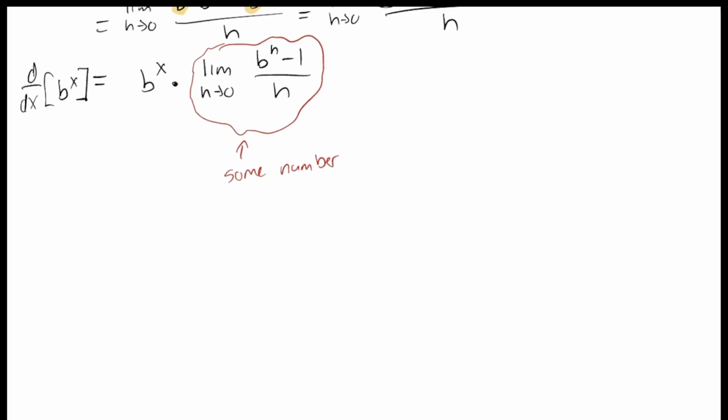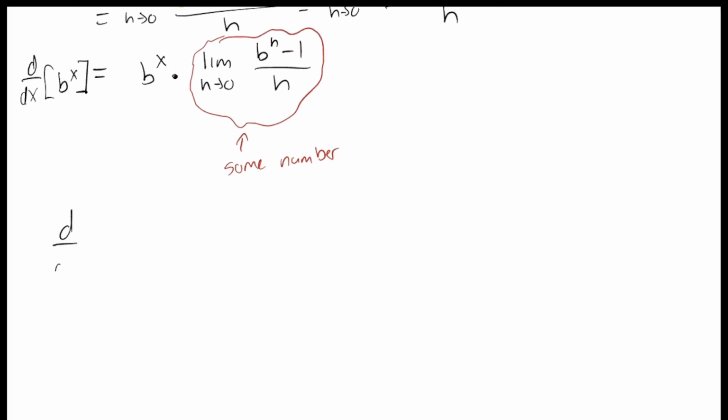And so the idea here is that the derivative with respect to x of b to the x is equal to some number times b to the x, right? And that's pretty cool. This is a really interesting thing. This is really unique. The exponential's derivative is proportional to itself. B to the x, when you find its rate of change, is some number times whatever it is.